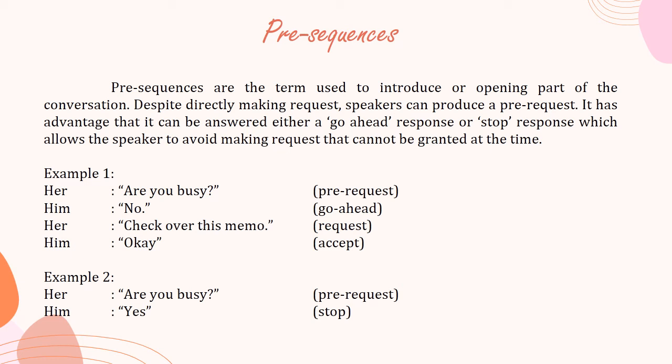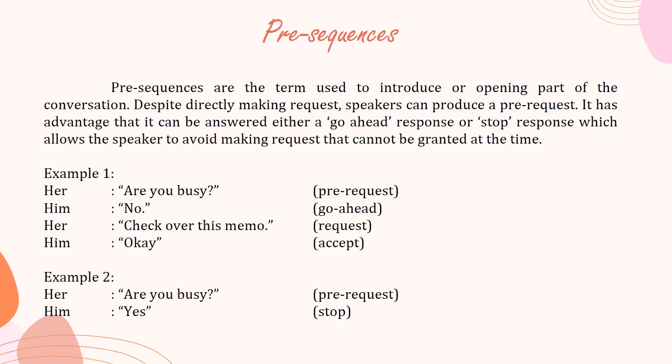Look at example number 1. In the example, before making a request, the speaker, her, asks the addressee, him, with a pre-request. Then the addressee answers with a go-ahead response that allows the speaker to make a request which is likely to be granted by the addressee. Then the addressee responds by accepting the request.